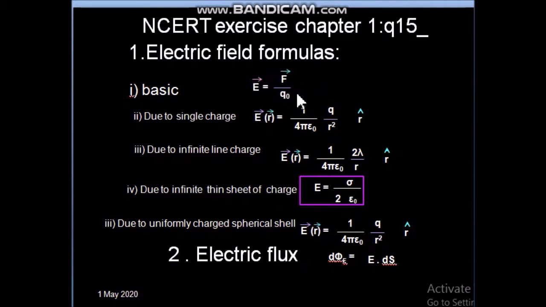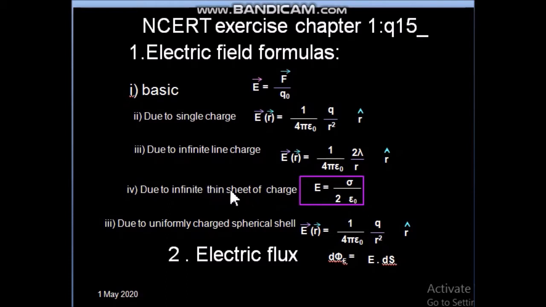Electric field basic formula: E equal to F upon Q0, that means force upon test charge or new charge entered. Due to a single charge or isolated charge, the electric field at some distance is kq upon r square. Third, due to an infinite line of charge which is uniformly charged, the electric field at some distance is k 2 lambda upon r.